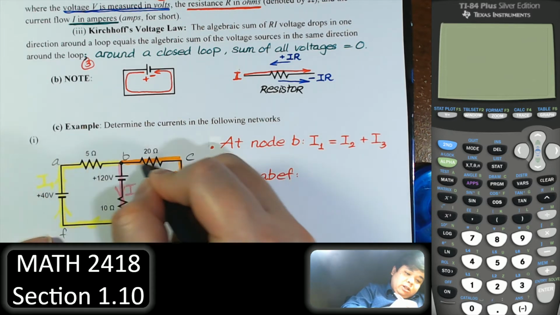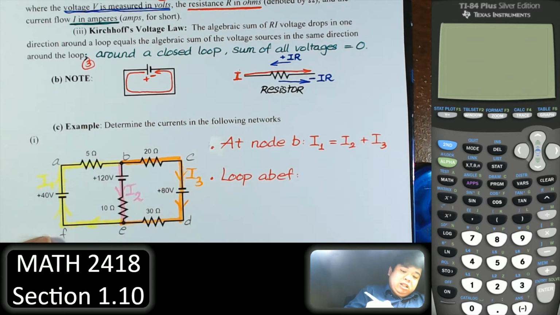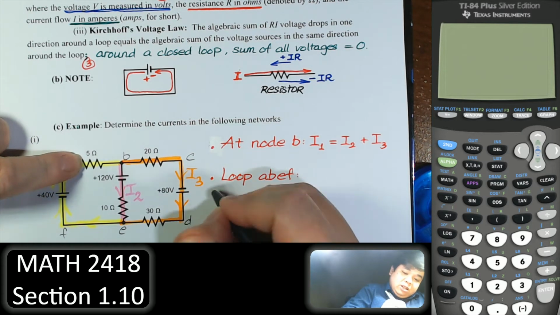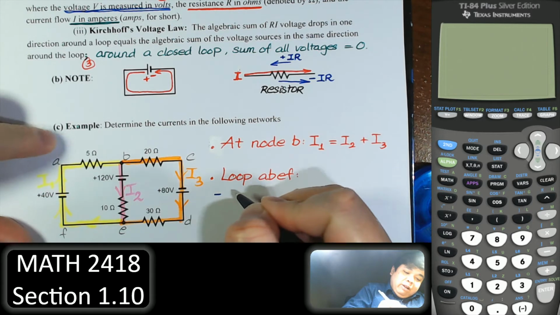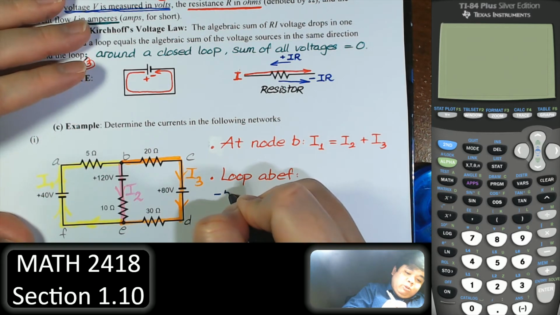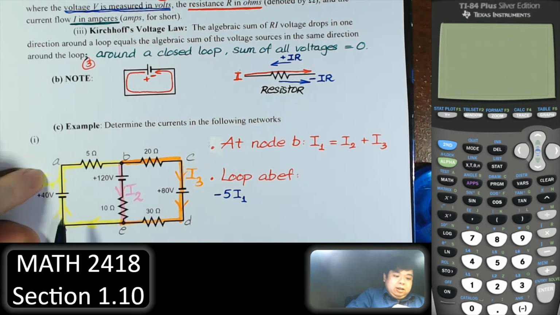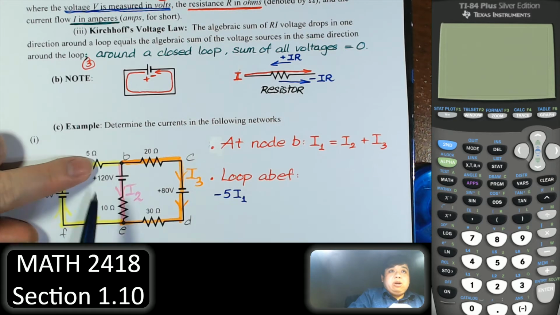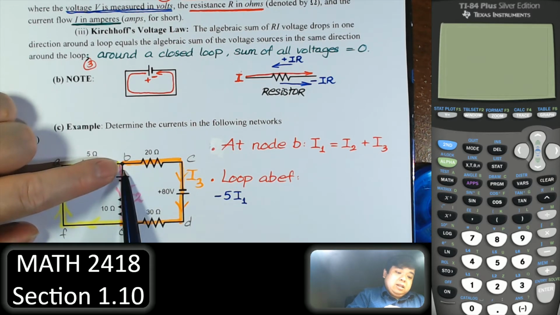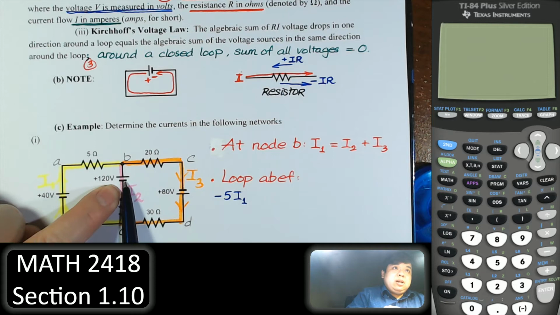The net voltage has to be 0 around the loop. So from A, go through the resistance, we're going to have minus 5 ohms times the current I1, right? Because we go with the current, that's minus. And next, we hit the power source. If we go in that direction, that would be plus 120.